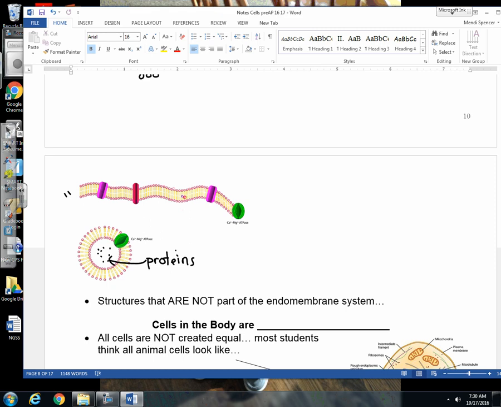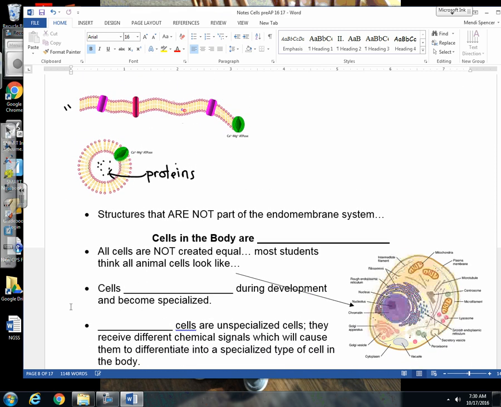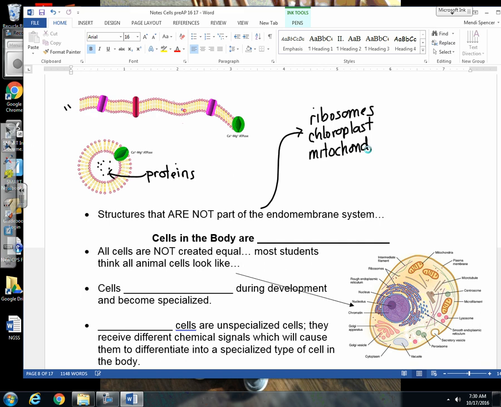The structures that are not part of the endomembrane system would be things like the ribosomes. Ribosomes don't even have a membrane wrapped around them. They are not a membrane-bound organelle. The chloroplast and the mitochondria do have a membrane around them, but they have a double membrane, which doesn't fit with these other structures that just have a single membrane. So they are not a part of the endomembrane system.